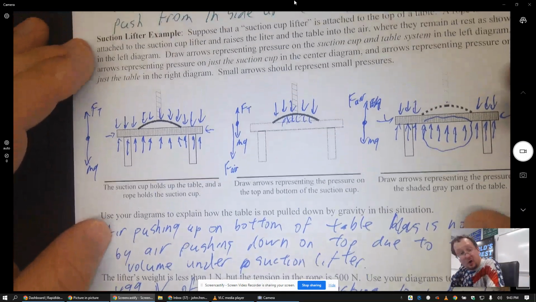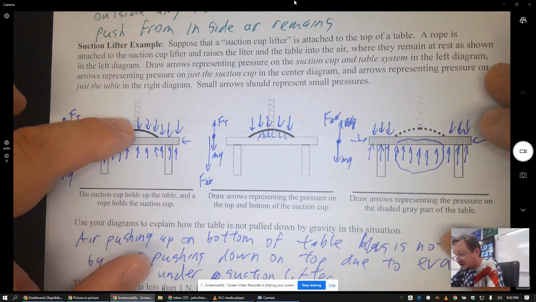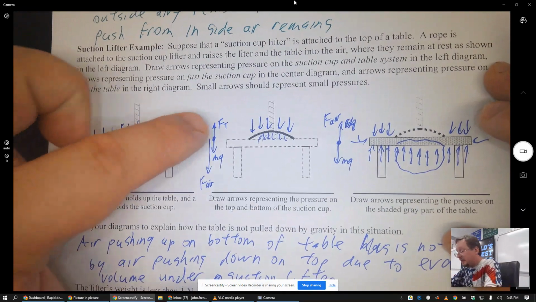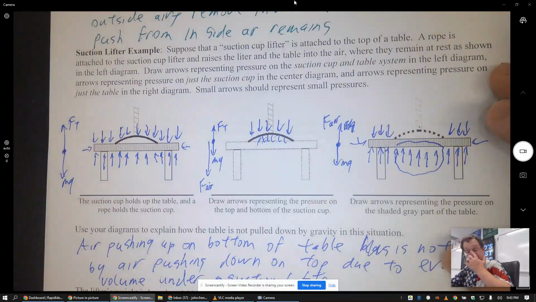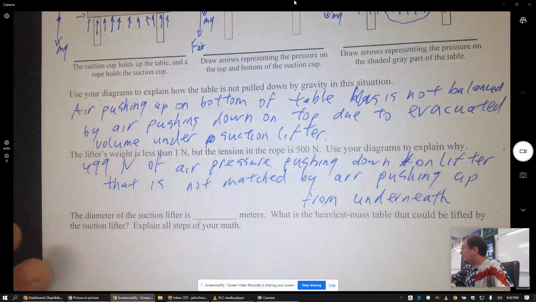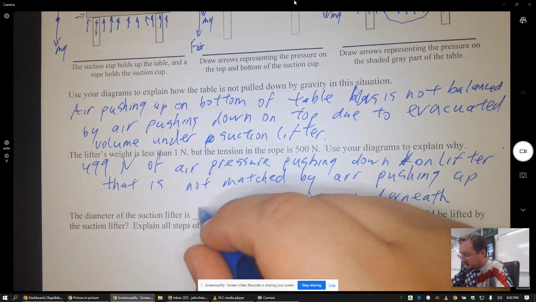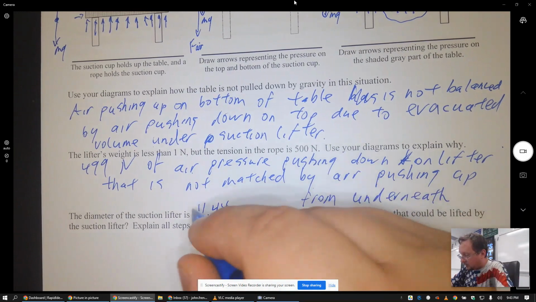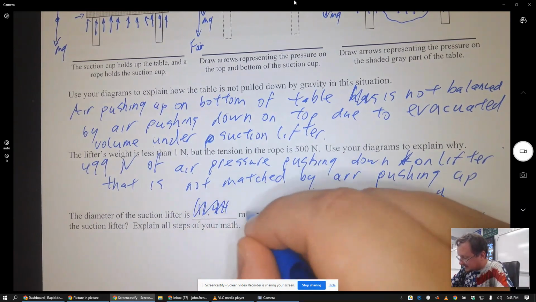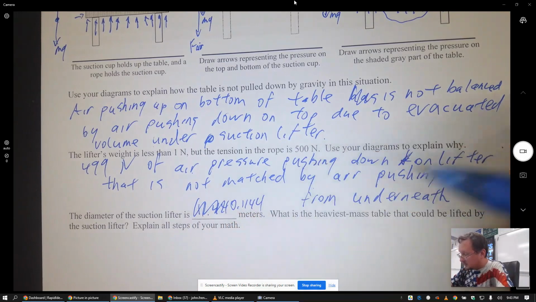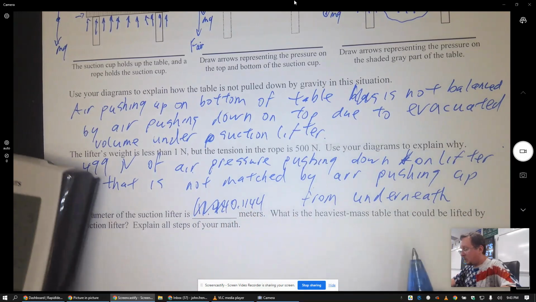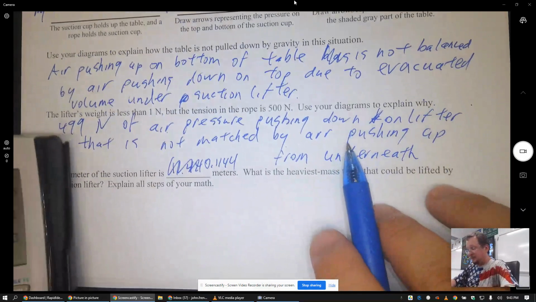So this is all a discussion of looking at the suction lifter and the table as a system, then looking at the suction lifter and the table as separate objects. Okay, the diameter of the suction lifter is 4.5 inches. So that's actually about 11.44, not meters, but centimeters, 0.1144 meters. Right. What's the heaviest mass table that you could possibly lift?